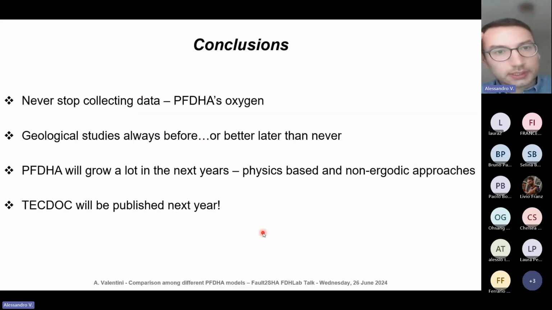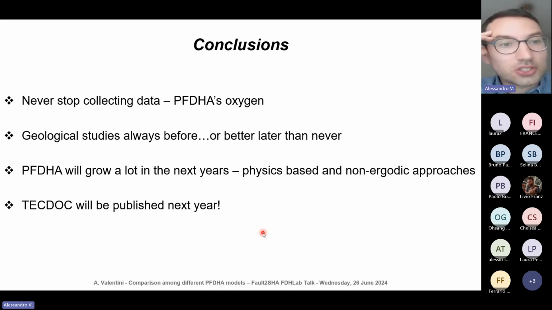So just to conclude the talk, and maybe start some discussion if we have time, in my honest opinion, there are a few things that are very important nowadays in PFDHA. The first, I would say, is never stop collecting data. For PFDHA, data is like oxygen, and now we have two databases, which are very good, but it's not enough. We need more databases with more data, so never stop collecting data. Maybe this is a message for geologists, earthquake geologists.